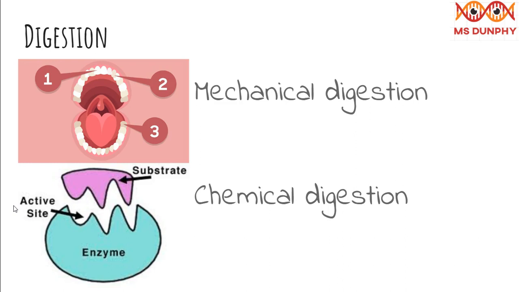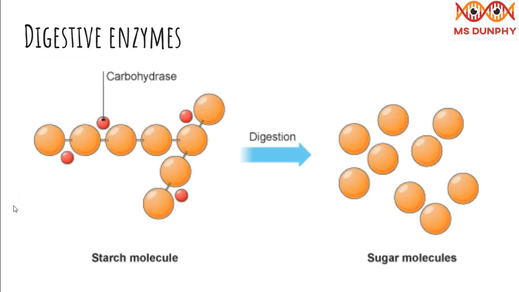Food is broken down in two ways. By mechanical digestion, this includes our teeth grinding down food and our stomach churning up food. And by chemical digestion, where enzymes help to break down food. You need to know all about how enzymes work in digestion.